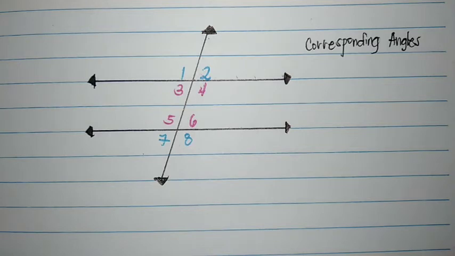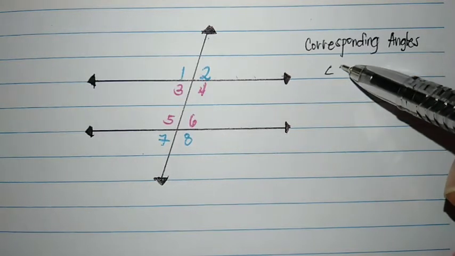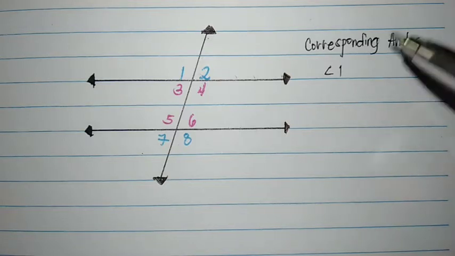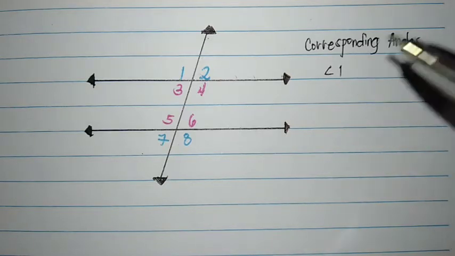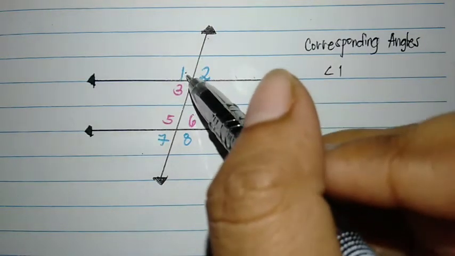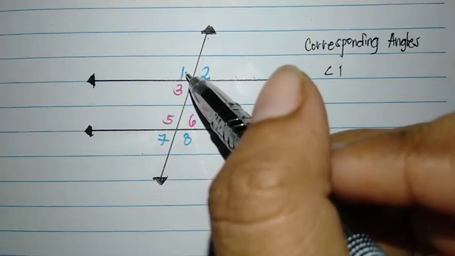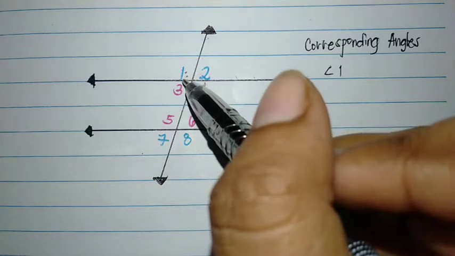So, syempre, unahin natin kay angle 1. We have angle 1. And of course, corresponding angles are congruent. Kung anong measurement ng angle na yun, ganun din yung measurement ng angle na correspond sa kanya. Alright? So, hanapin natin yung corresponding angles ni angle 1. We have angle 1 in here. And, alin ba yung angles na same position ni angle 1?